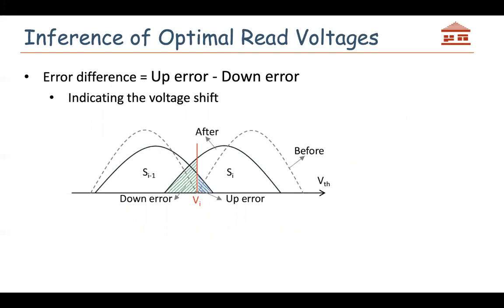Error difference is defined as the difference between up errors and down errors. Up errors are errors resulting from the cells in the left voltage state being misread as the right voltage state, and down errors are the errors resulting from the cells in the right state but being misread as the left state.